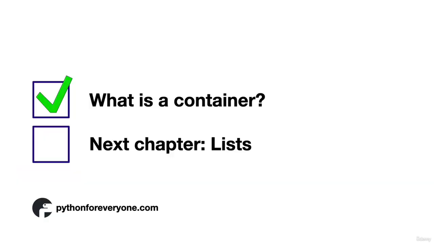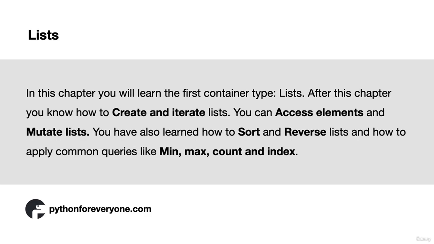Now that you know what a container is and have a basic idea of the purposes of the built-in container types, let's start with the first type. Lists. In this chapter, you will learn the first container type, lists. After this chapter, you know how to create and iterate lists. You can access elements and mutate lists. You have also learned how to sort and reverse lists and how to apply common queries like min, max, count, and index.